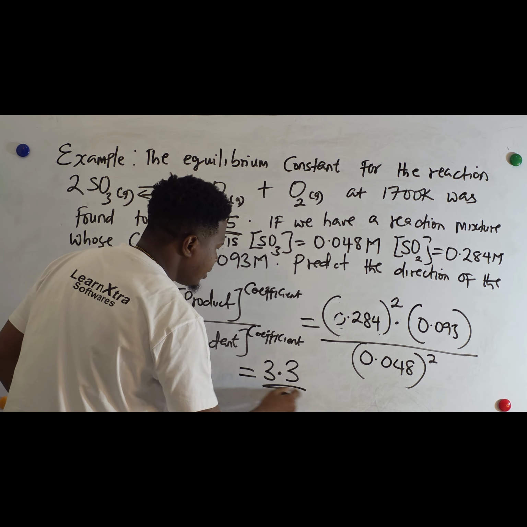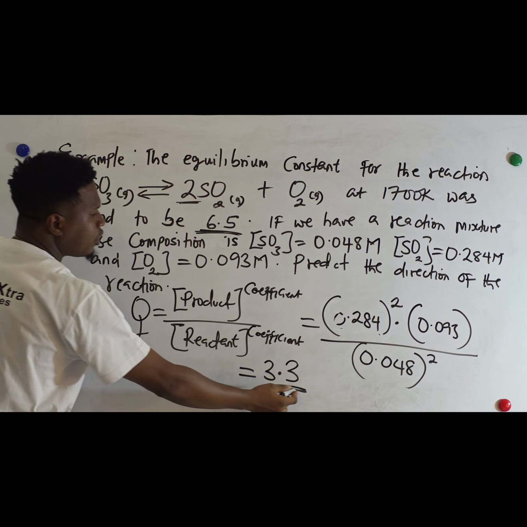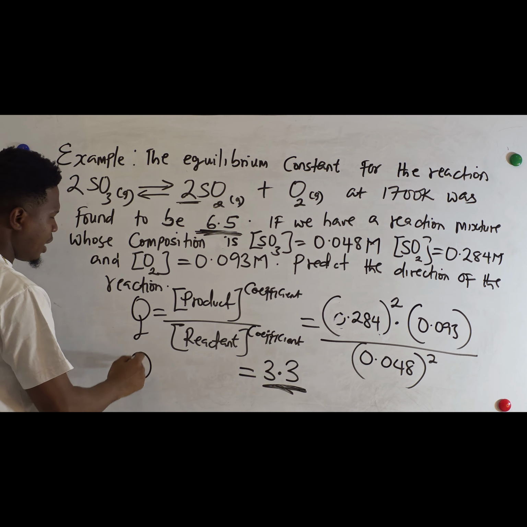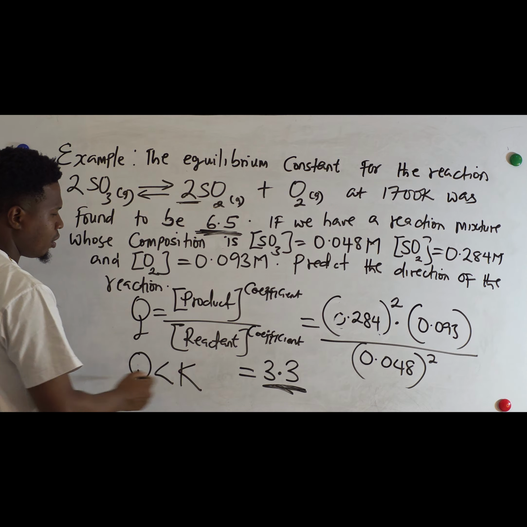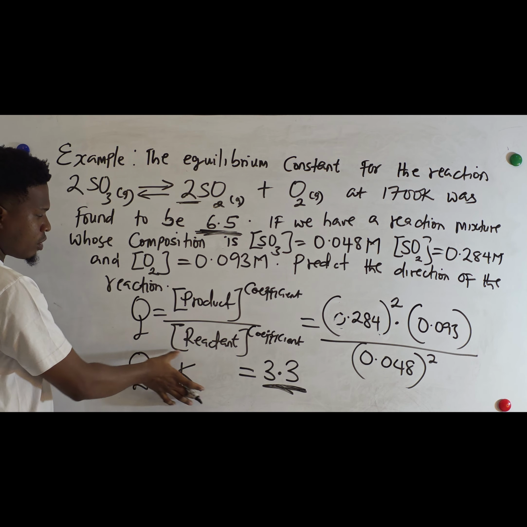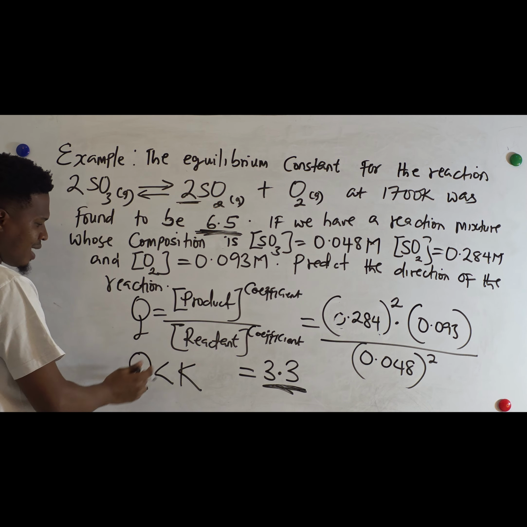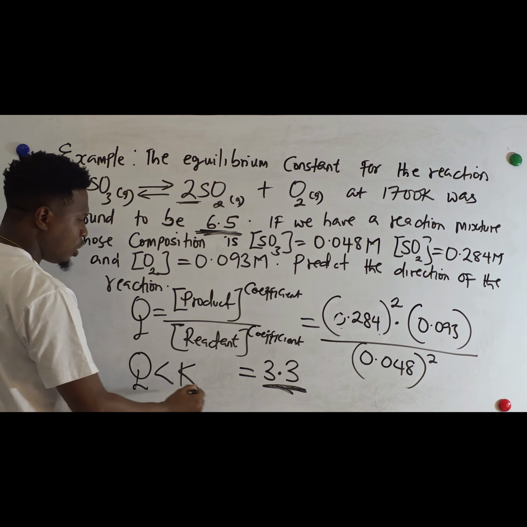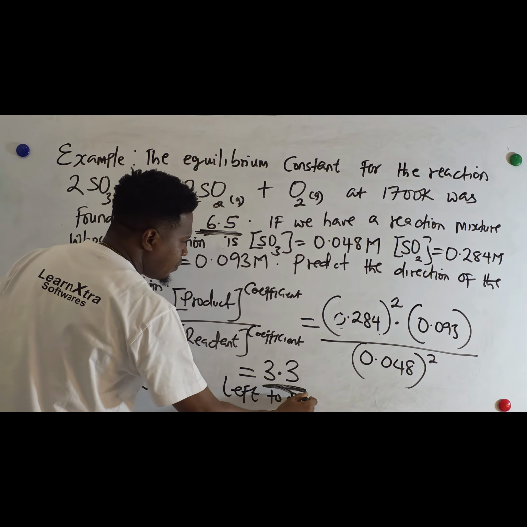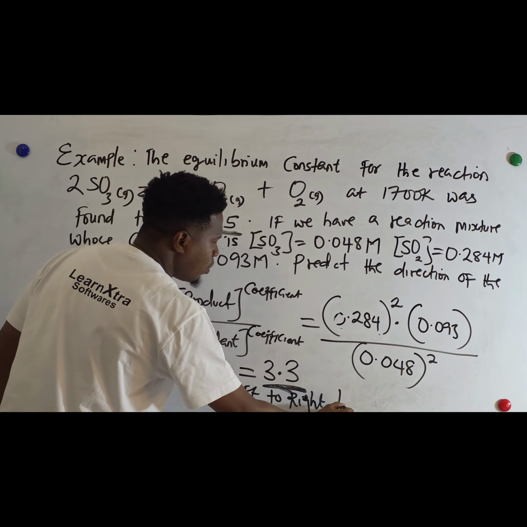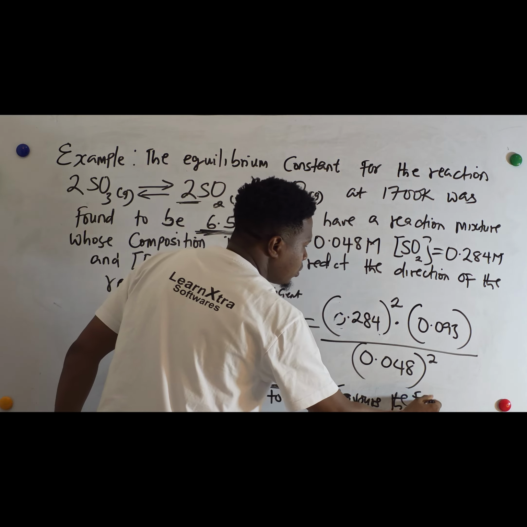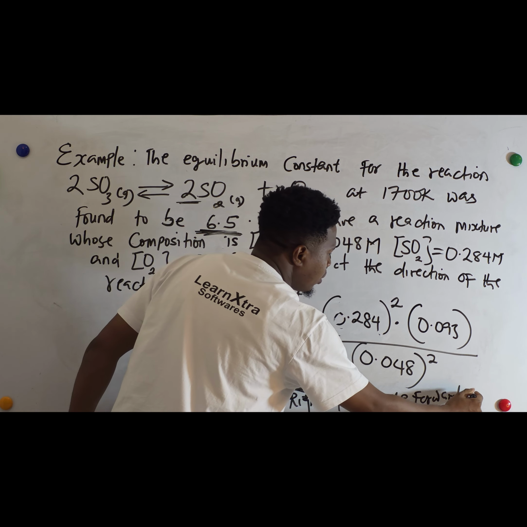you are going to get 3.3. This is the reaction quotient. Now look at the reaction quotient, look at the equilibrium constant. You will notice that the reaction quotient is less than the equilibrium constant. If the reaction quotient is less than the equilibrium constant, the reaction will proceed from left to right. When it goes from left to right, it favors the forward reaction.